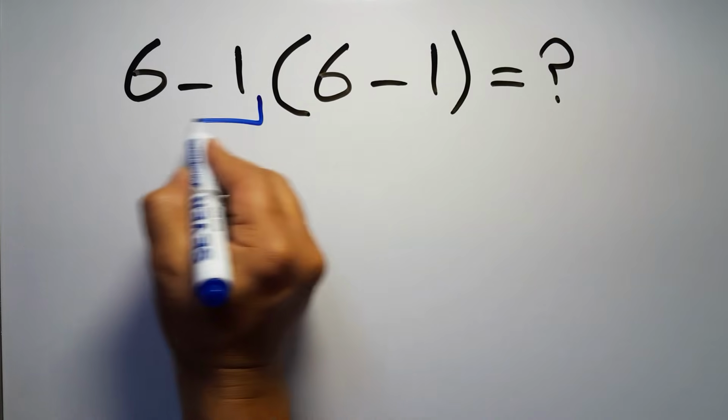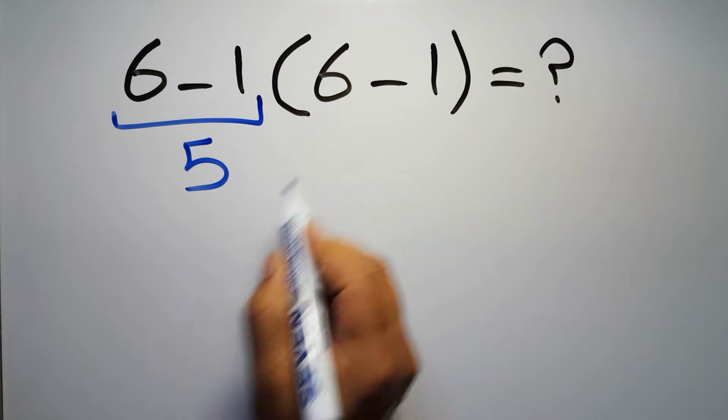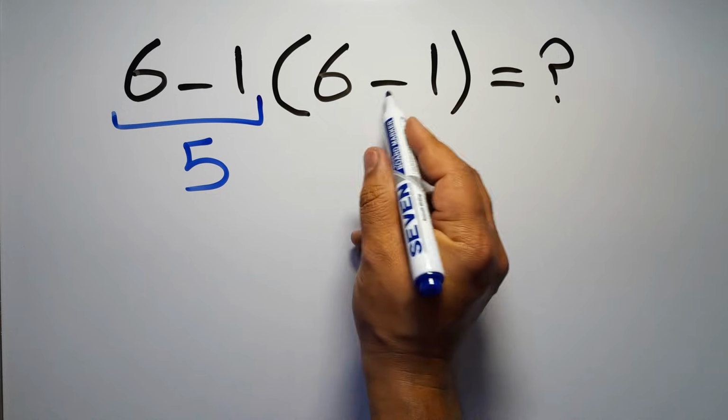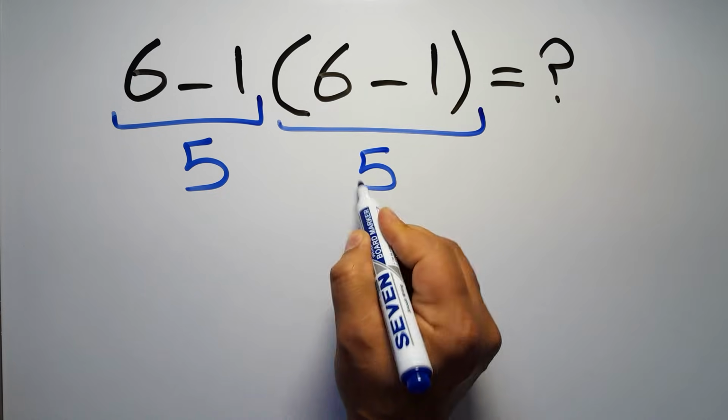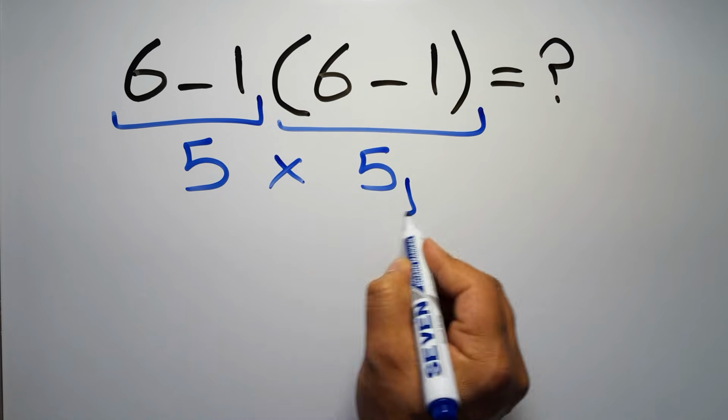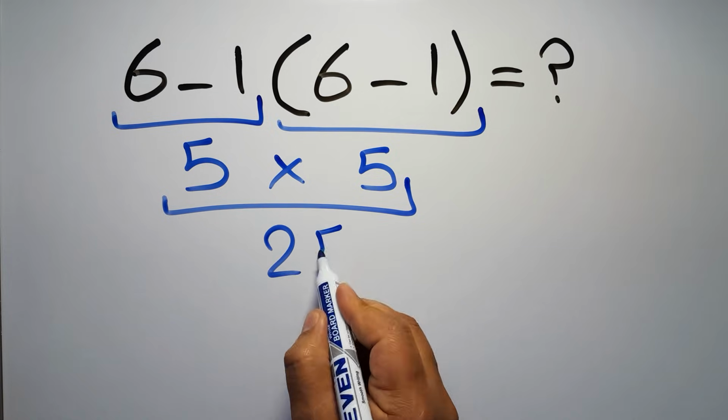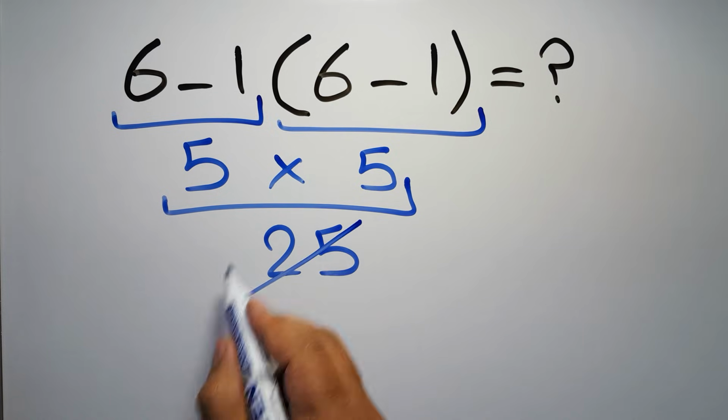6 minus 1 gives us 5. And again here inside this parenthesis we have 6 minus 1. So 5 times 5, which equals 25. But this answer is not correct.